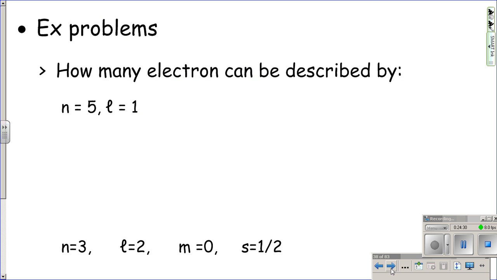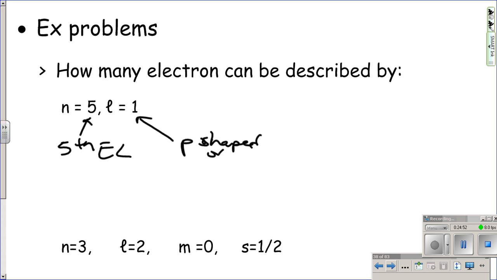All right, so I'm going to ignore this for a second. Just talk about degenerate. Okay, so of these 2 quantum numbers here, how many electrons can be described by this? So how many electrons are in the 5th energy level? What does L1 mean? P orbital. P orbitals, okay. In a P-shaped orbital. So when you say P-shaped orbital, you're talking about the P sublevel or subshell. They have different words for this. So how many electrons are in the P sublevel of the fifth energy level?